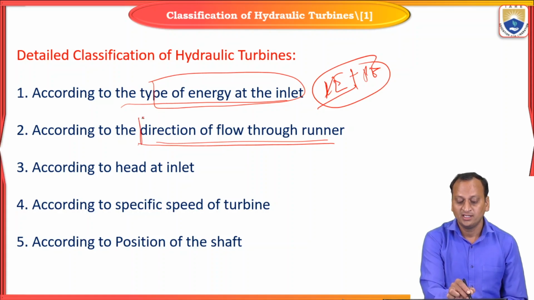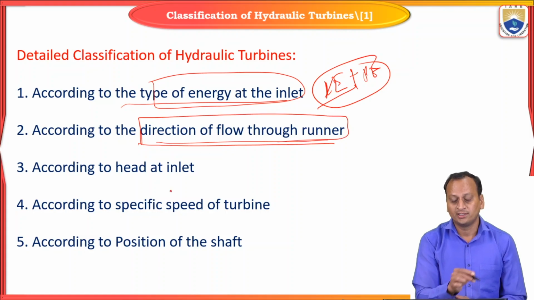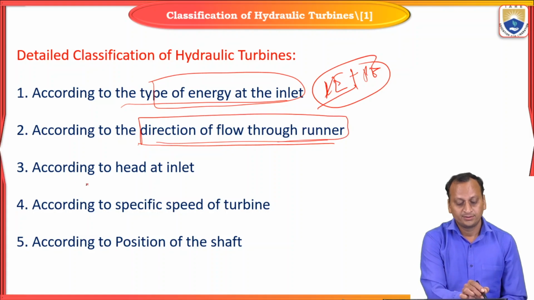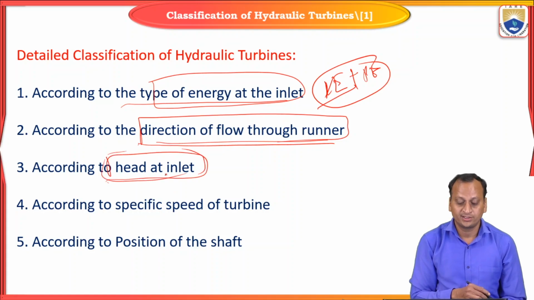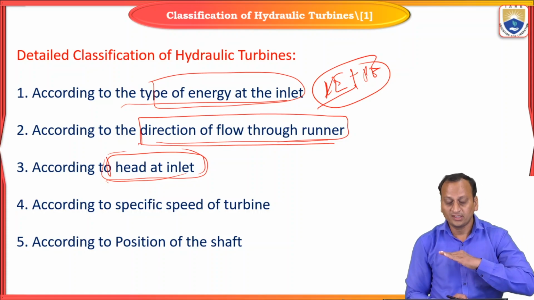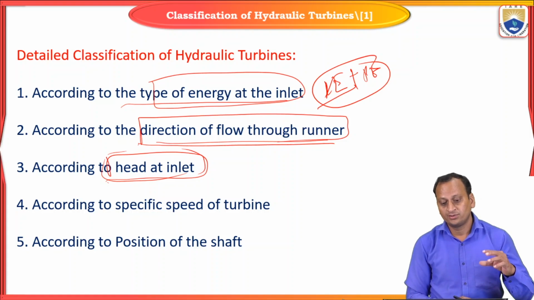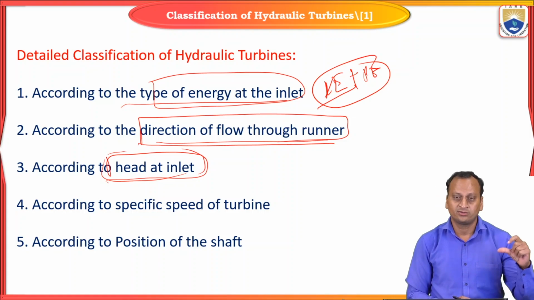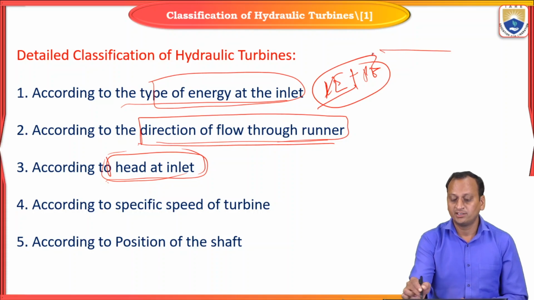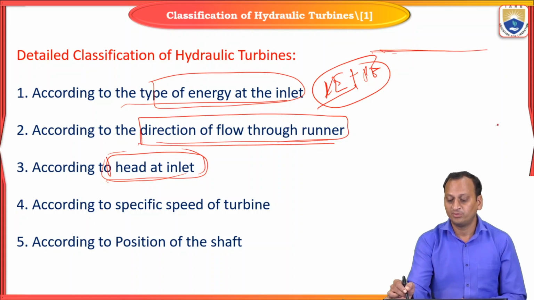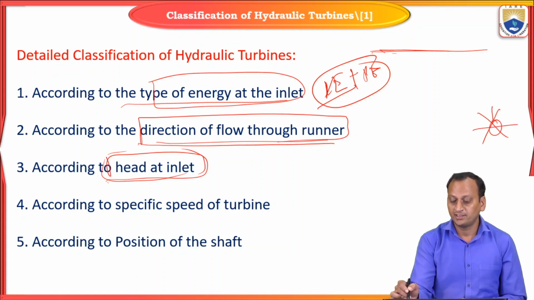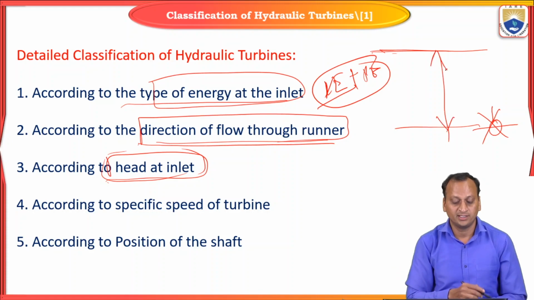We can classify turbines based on the direction of flow through the runner. According to the available head at inlet, head at inlet means from the reservoir level to the turbine center. While the water is taken from the reservoir through the penstock pipe, the reservoir will be somewhere here, but a turbine is installed at this place. Then the head indicates the difference between the reservoir level and the turbine center.